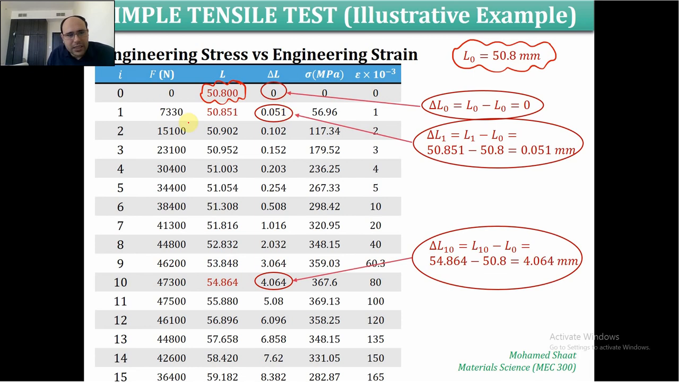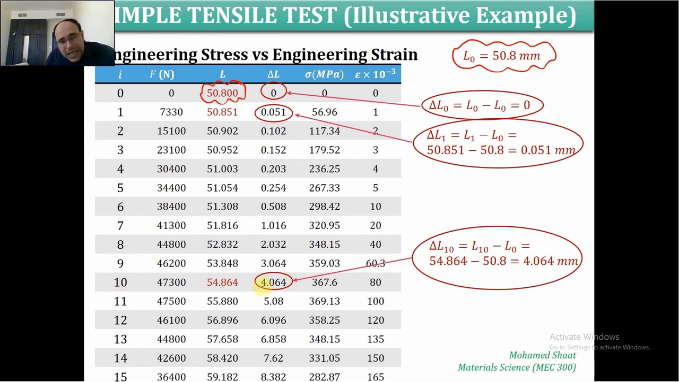Then how about the second instant, or instant 1? We are gonna apply a force, so we're gonna end up with a new length of the material sample. If you subtract the original length, which is 50.8, from this value, this is gonna give us delta L1, which is the elongation at instant 1. So delta L1 equals L1, the length at instant 1, minus L0. So 50.851 minus 50.8 is gonna give us 0.051 millimeter as elongation at instant 1. How about instant 2? Do the same.